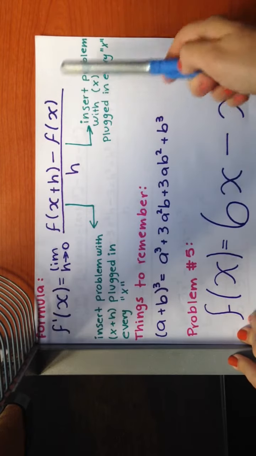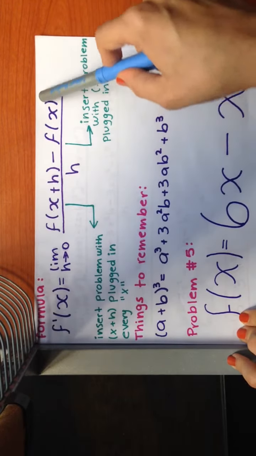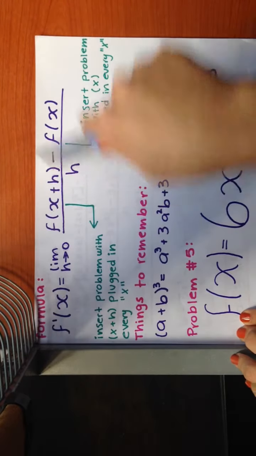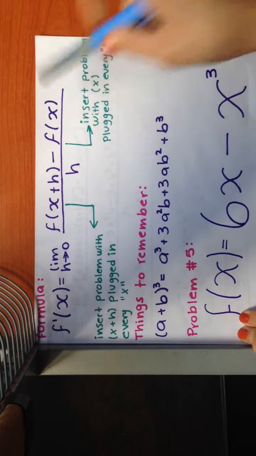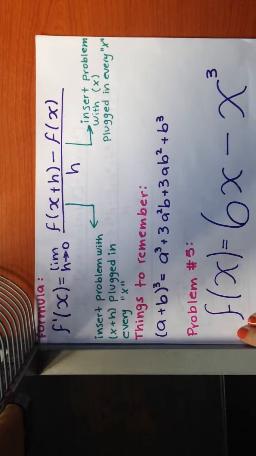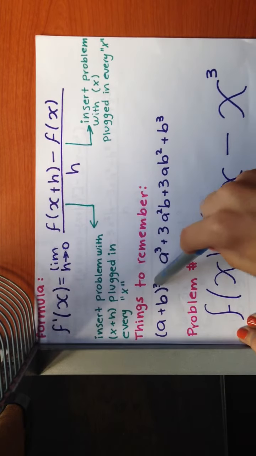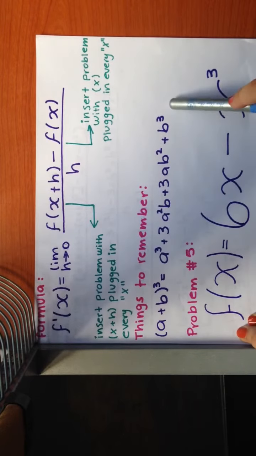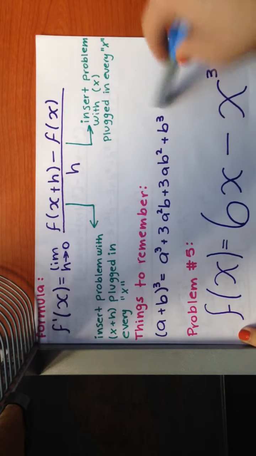I mean, you have to plug in all the problem again, but instead of plugging in x plus h, you have to just plug in the x. And then you divide it all by h. Things you have to remember is that when a plus b is elevated to the third power, meaning a cubic, you have to plug in this result.